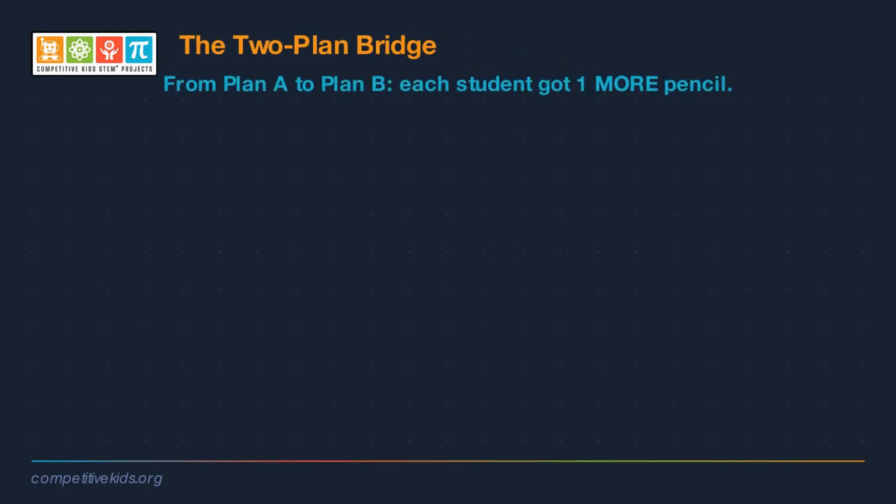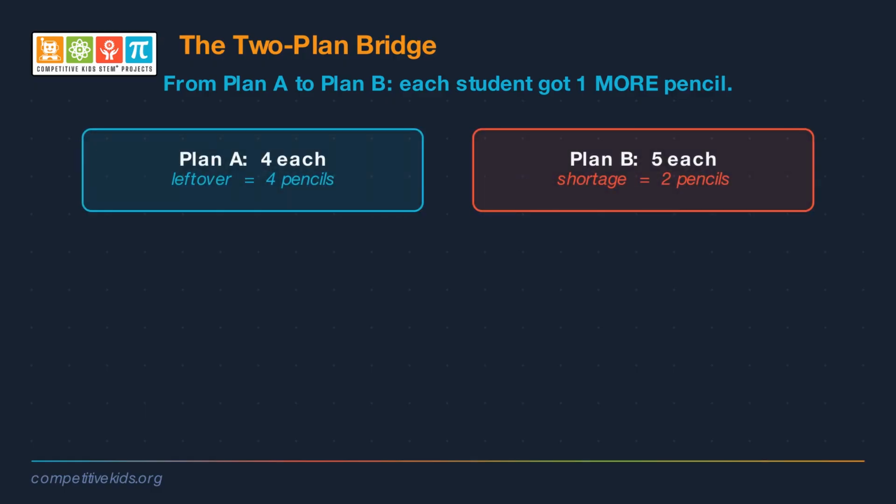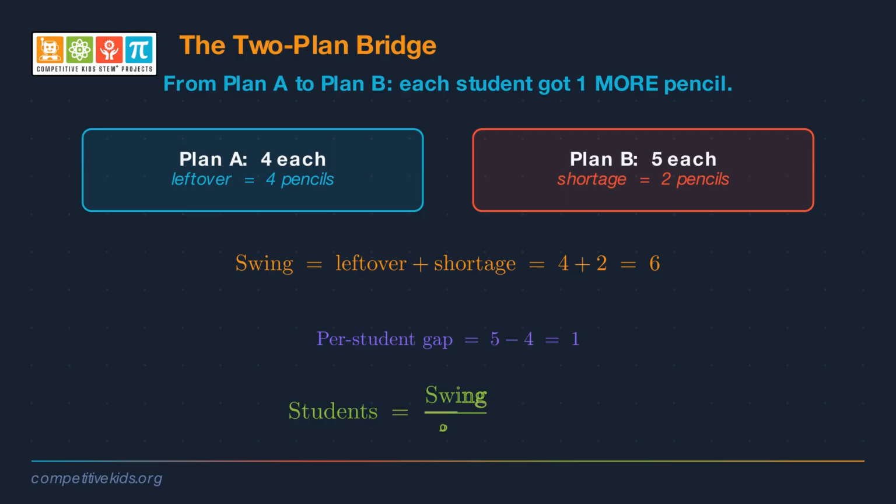Here is the trick. The 2 plans are connected. From plan A to plan B, each student got 1 more pencil. The leftover 4 plus the shortage 2 equals 6. 6 is the swing. The swing tells you how many extra pencils were needed when you moved from plan A to plan B. The per student gap is 1 extra pencil, so the swing divided by the per student gap gives the number of students. 6 divided by 1 equals 6 students.